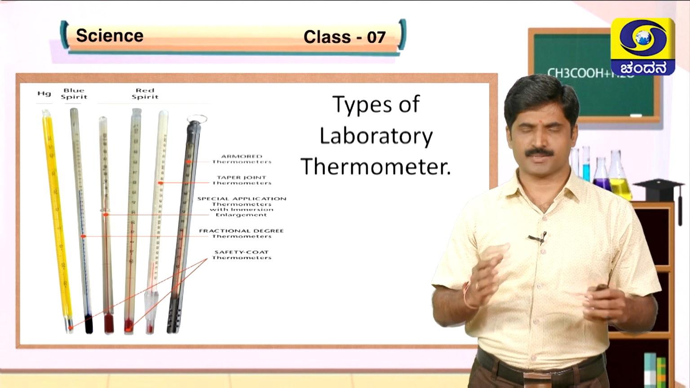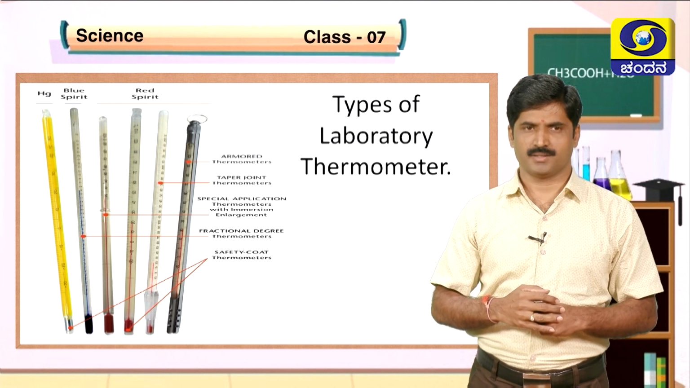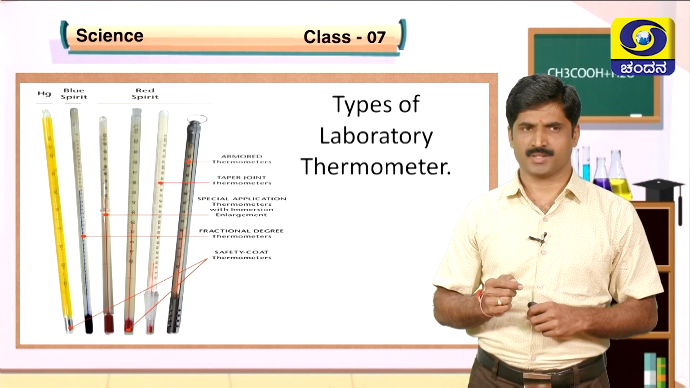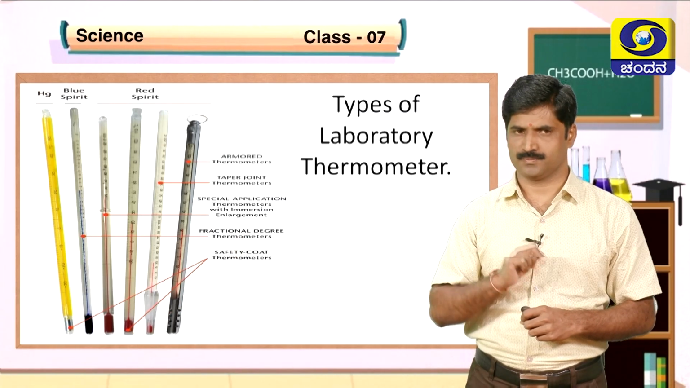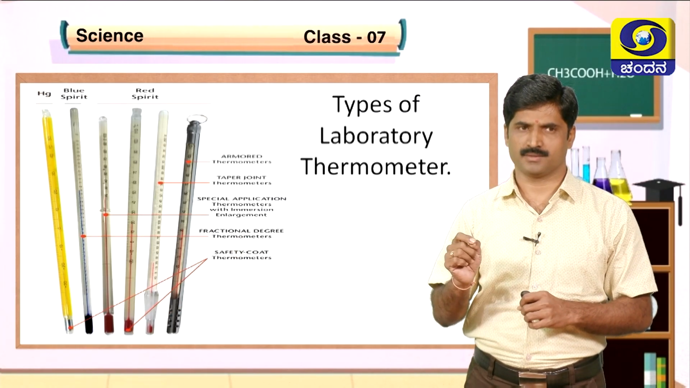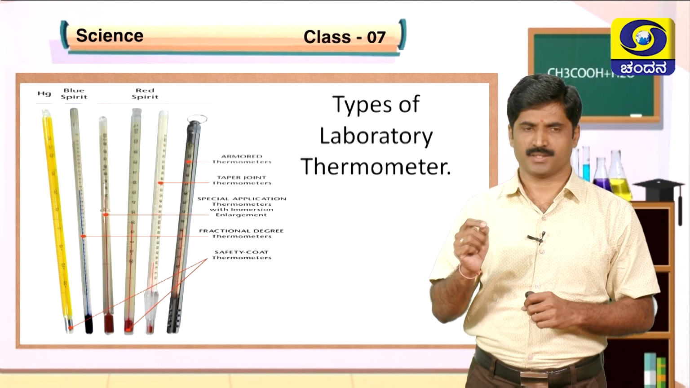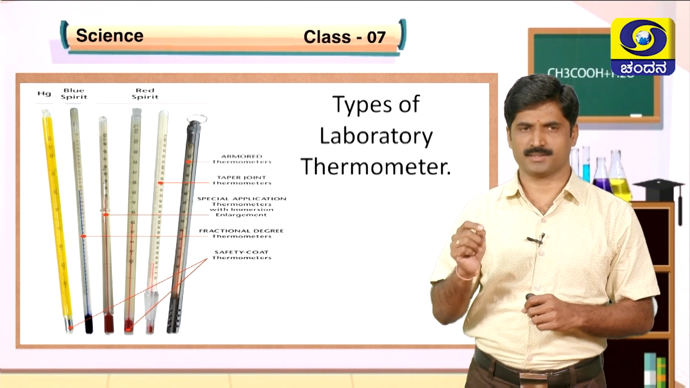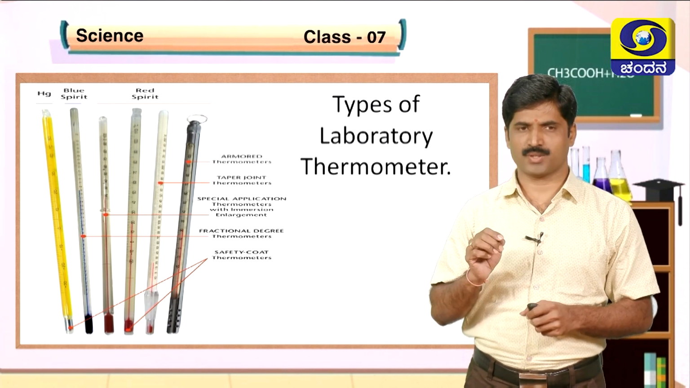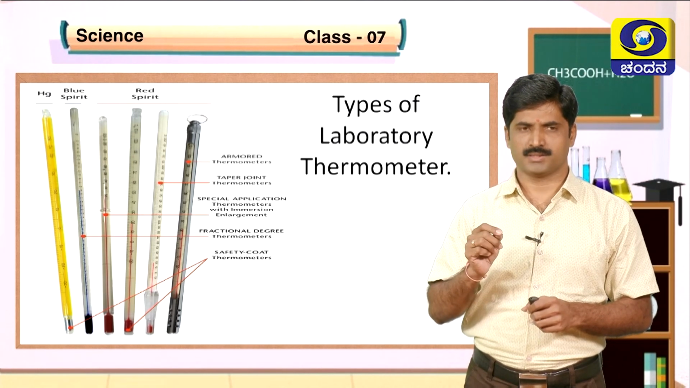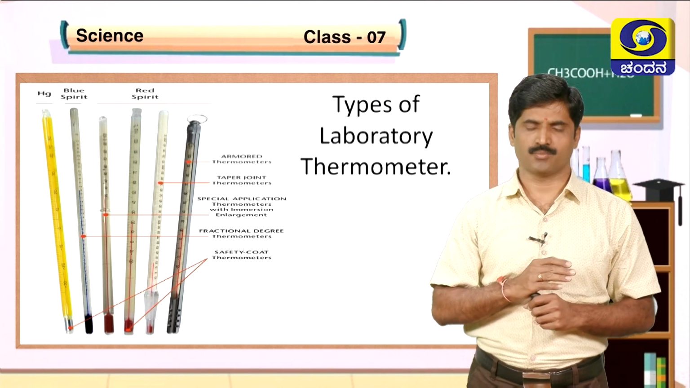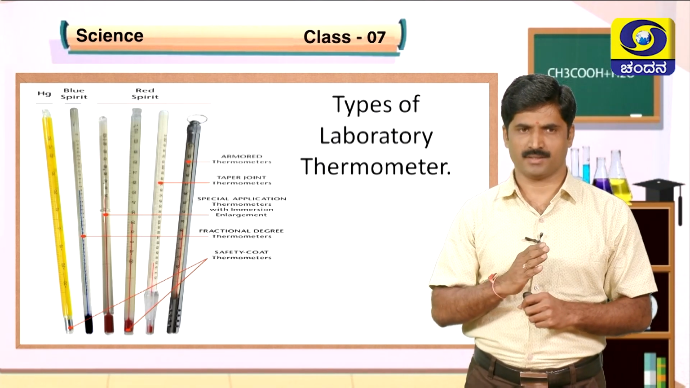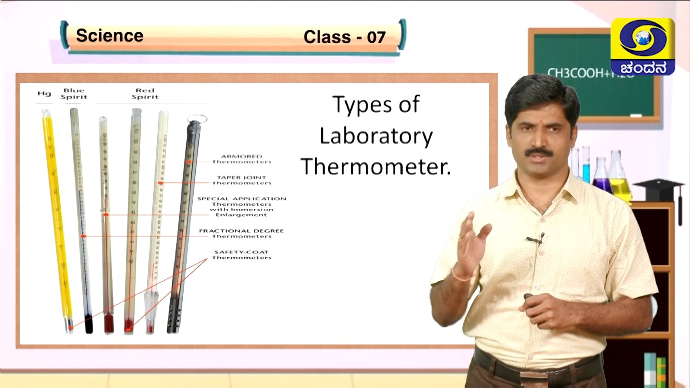There are many types of laboratory thermometers available. In the first picture, you can see mercury is used. In other thermometers, blue spirit or red spirit is used. It is very convenient to read the temperature if blue or red spirit is used. If the thermometer gets broken, there will be an issue of disposal of the mercury, because mercury is a heavy metal and it is harmful to the environment.